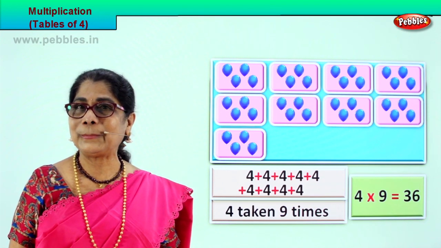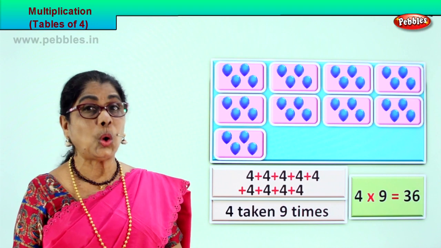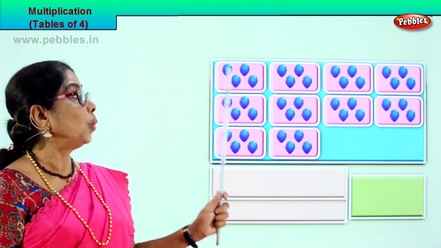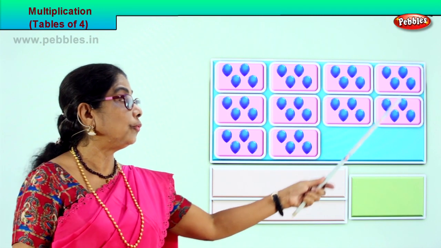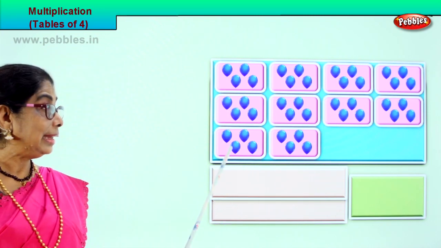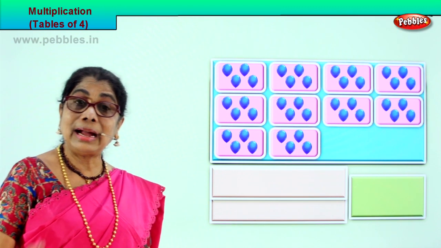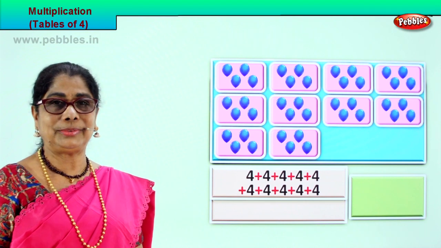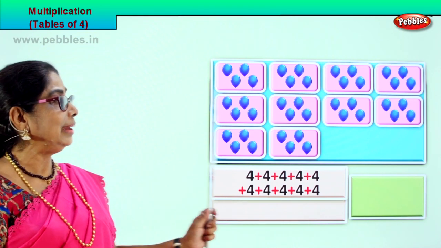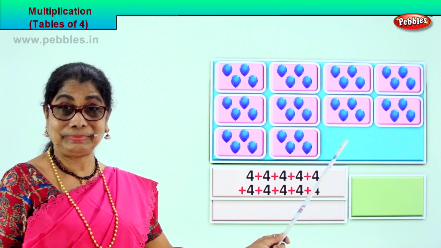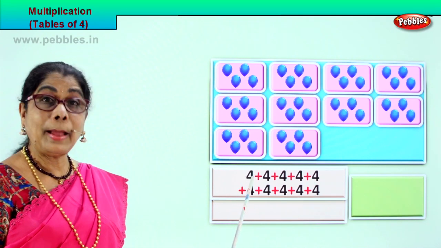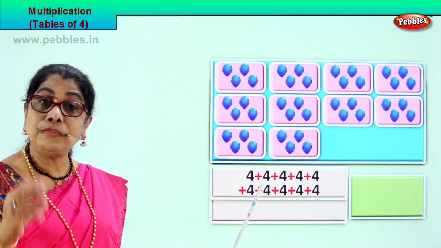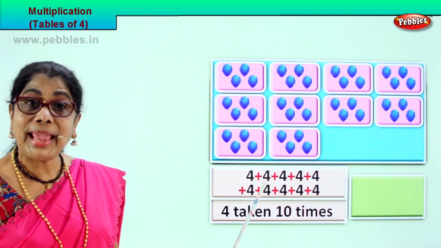Very good. Let's look at another grouping of 4. 1, 2, 3, 4, 5, 6, 7, 8, 9, 10. How many times is 4 taken? 4 taken 10 times. So we are going to add; multiplication is repeated addition. We'll add 4 ten times and see what we get.